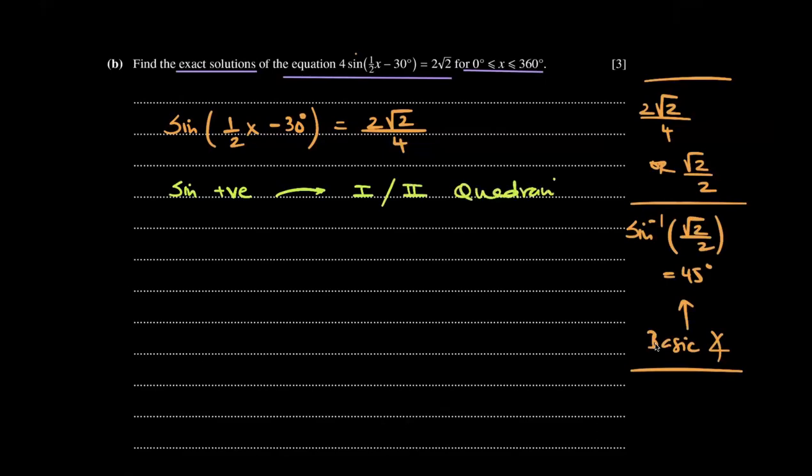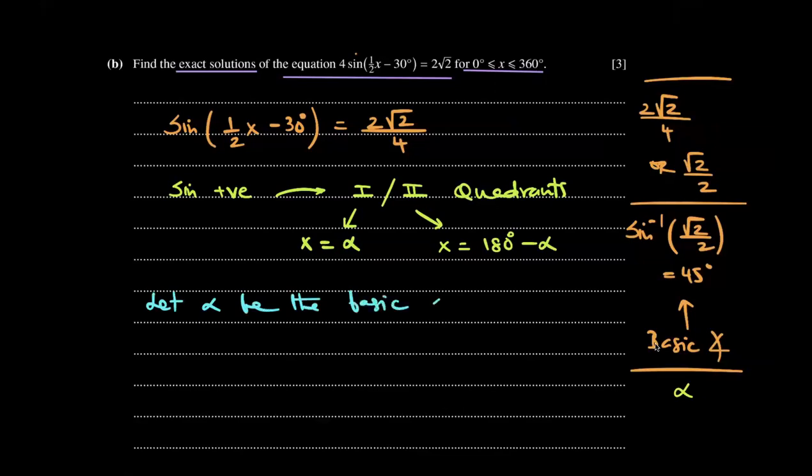We know that in the first quadrant, x is equals to the basic angle alpha. I'm using this symbol. And for the second quadrant, x is equals to 180 degrees minus the basic angle. What else is there? Let alpha be the basic angle, the acute angle with the x-axis. The working is already done. Let me write it in a sequence. Sine of alpha is root 2 over 2. Therefore, alpha is 45 degrees. So we have found alpha over here.